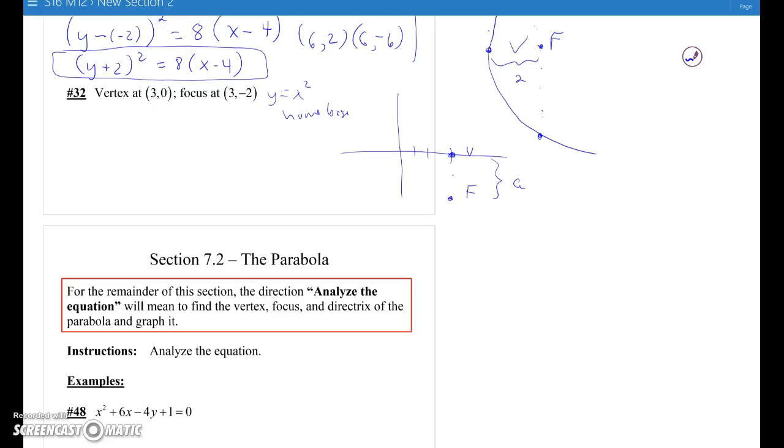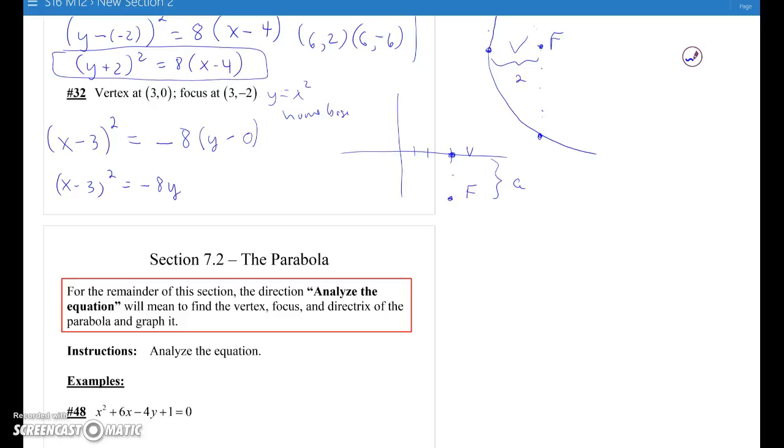So I'm going to have x minus the x coordinate of the vertex, squared, equals, and then this is going to be a negative to make it open downward. And then a is 2, so 4a is 8. Then I'm going to have y minus 0, the y coordinate of the vertex. So you just have (x minus 3) quantity squared equals -8y.